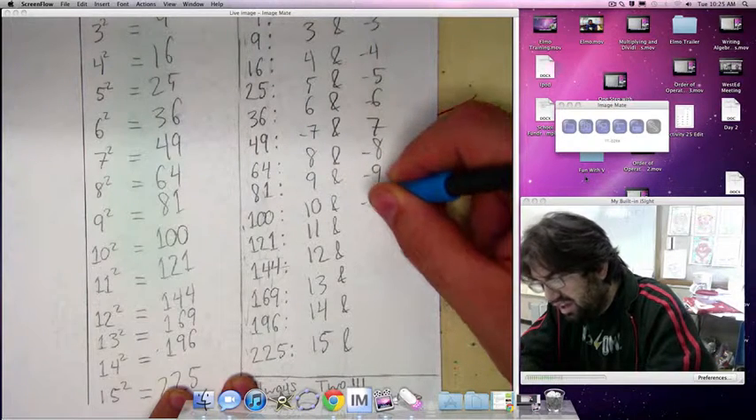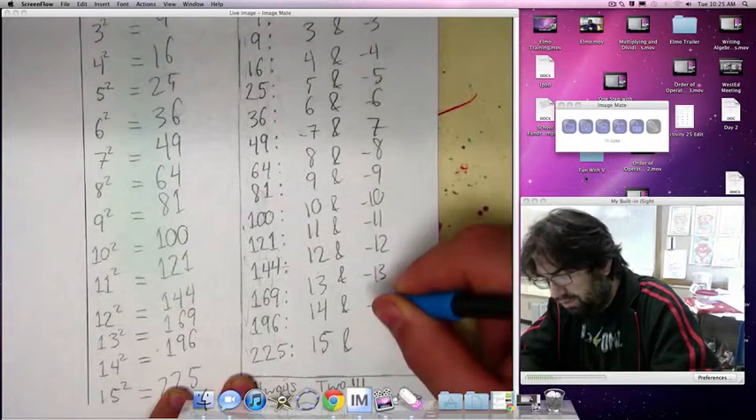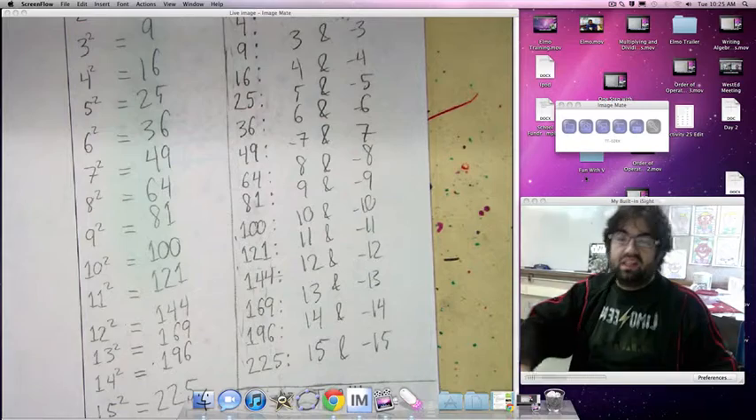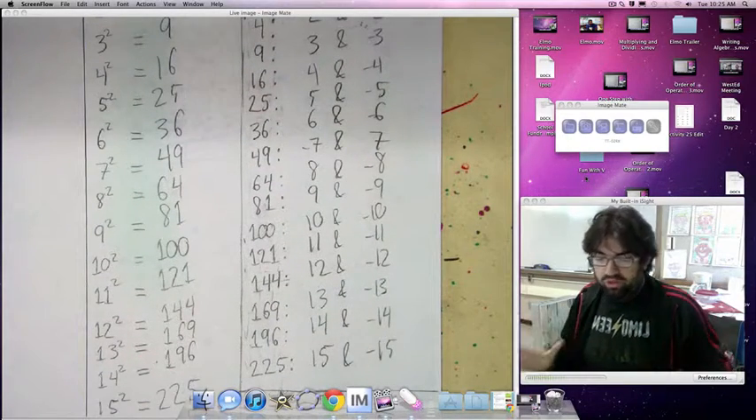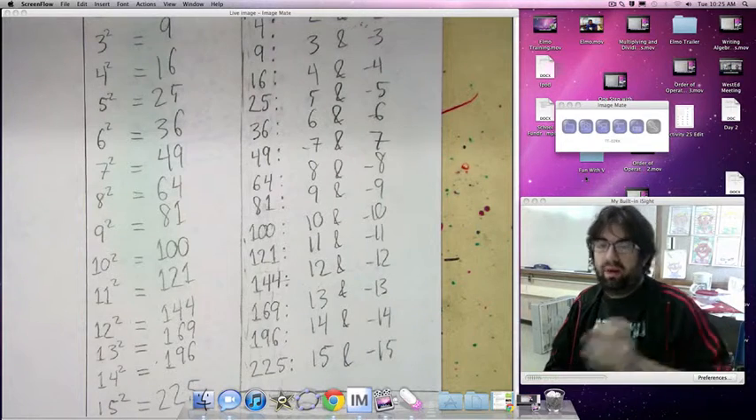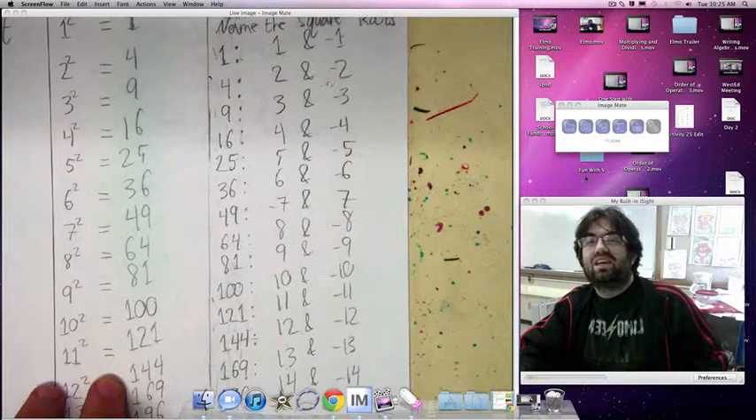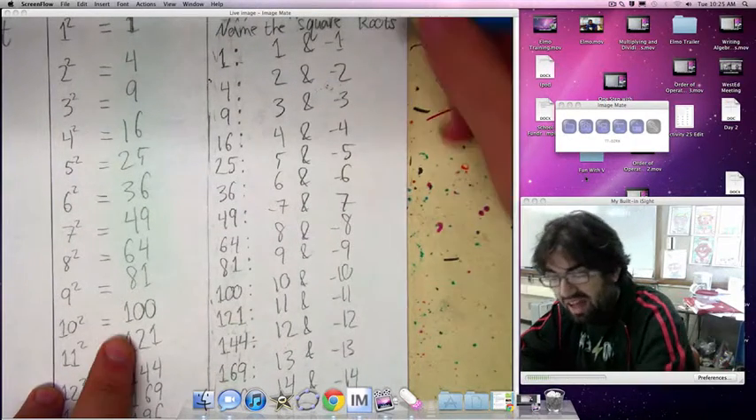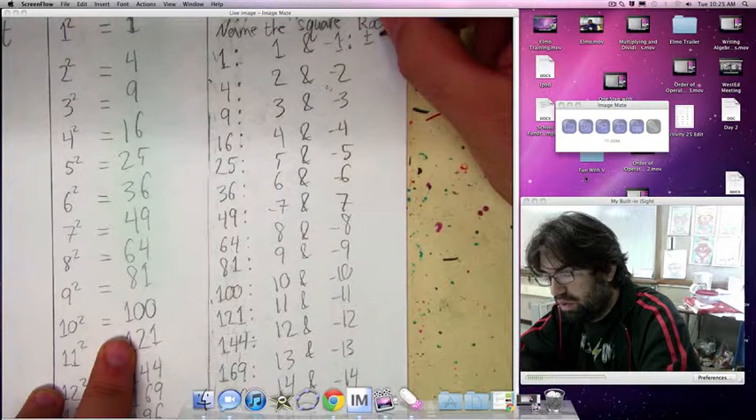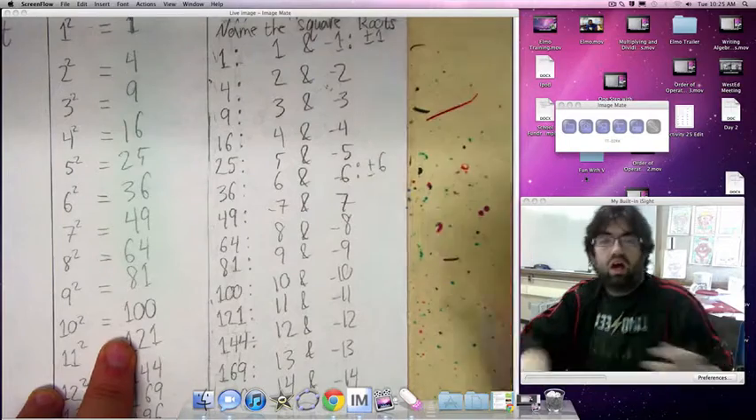-9, -10, -11, -12, -13, -14, -15. Whoa! Every number has two square roots, a positive and a negative. You might think to yourself, isn't there a little bit of an easier way of writing this? Actually, there is. You can write this as plus or minus 1.